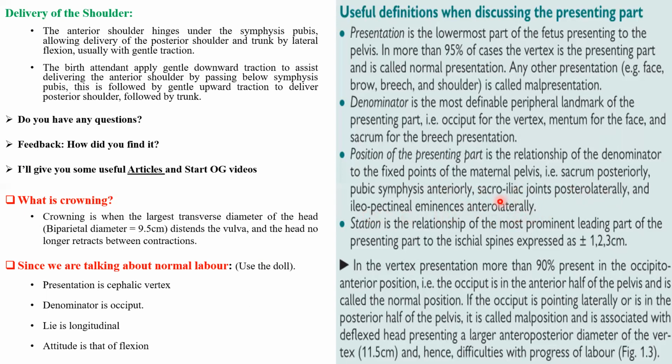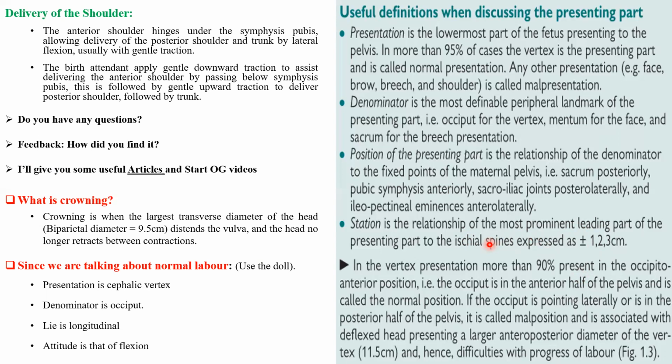eminence anterolateral. So according to this relationship between the denominator and the fixed point, you can detect the position of the head: occipito-anterior, occipito-posterior, occipito-transverse, right or left. Coming to the station, we all know that the station is the relation between the most prominent part or the leading point of the presenting part to the ischial spine, and it will be classified into either 0 station or +1 to 3 or -1 to 3 according to the distance in relation to the ischial spine.